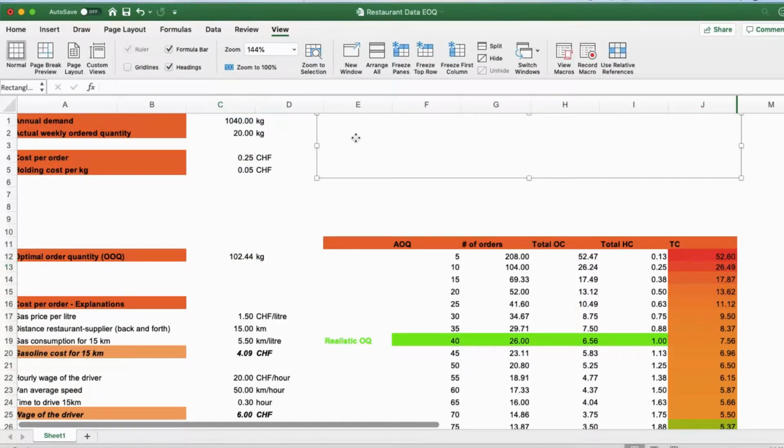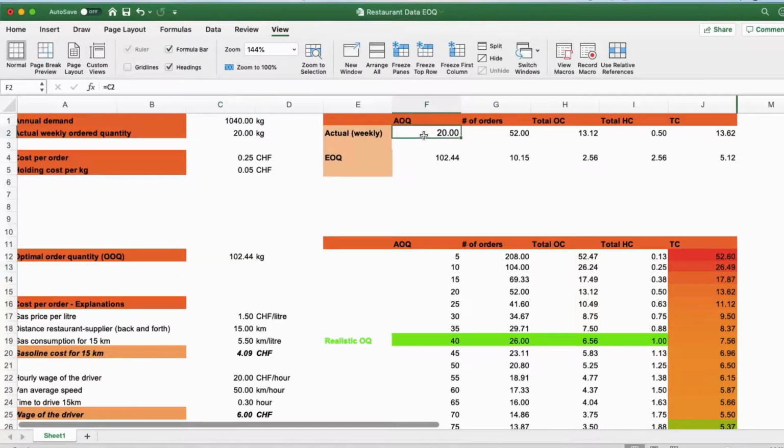Now let's compare what Mario currently orders, 20 kilograms of lettuce, with the optimal quantity he should order according to the model, so 102.44 kilograms. Right now, Mario orders lettuce once a week, so 52 times per year, but according to the optimal order quantity, he should order only 10 times per year in order to minimize his cost. However, this means that he would have to order only every 36 days.